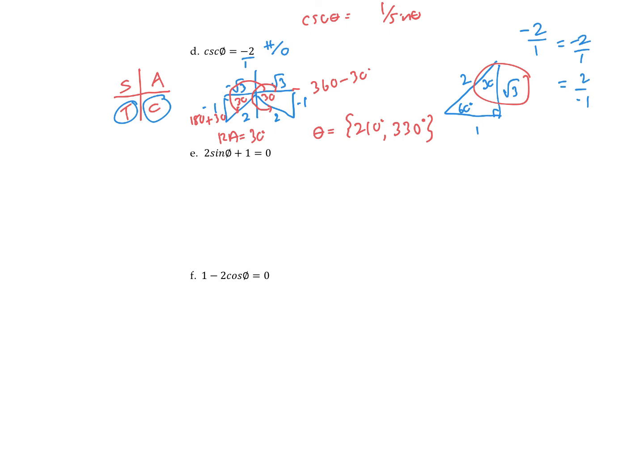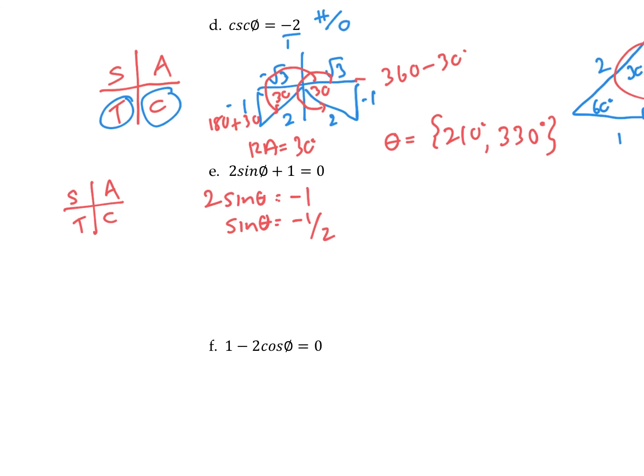Okay, in these last two examples on this page, you might have to isolate for sine before you solve. So if I have 2 sine theta plus 1, I need to isolate for sine before I can solve it. So I'm going to move the 1 to the other side and then divide by 2. So sine is negative 1/2. So you might have to rearrange a bit to find that ratio. I'll do my cast rule. Sine is negative, so it would be in quadrant 3 or 4.